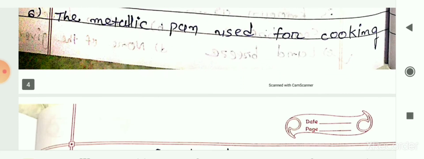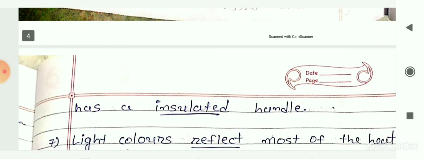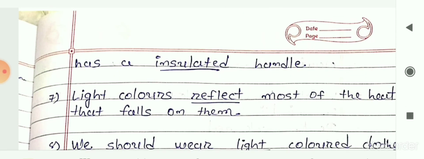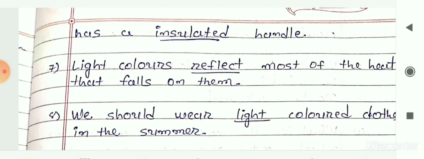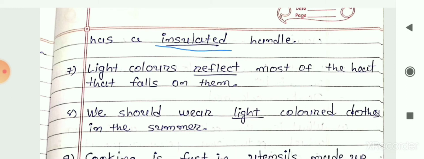Next blank is, the metallic pan used for cooking has a blank handle. So the metallic pan that is used for cooking has an insulated handle. As we have to hold it from the handle, it has a material which is an insulator of heat. So here your answer is insulated handle.